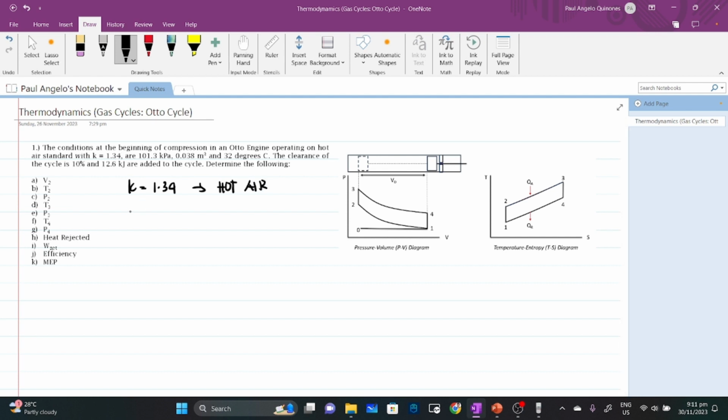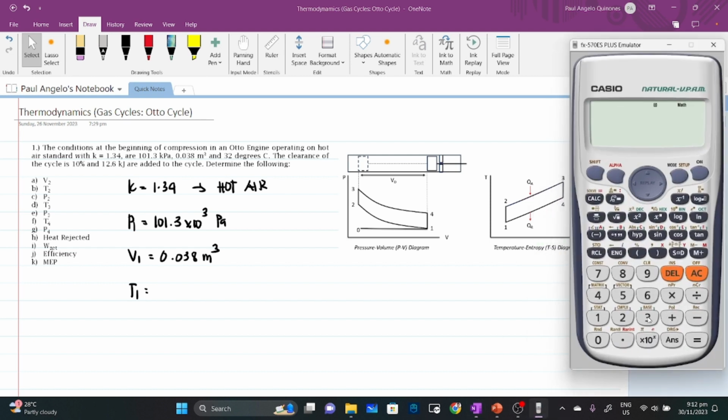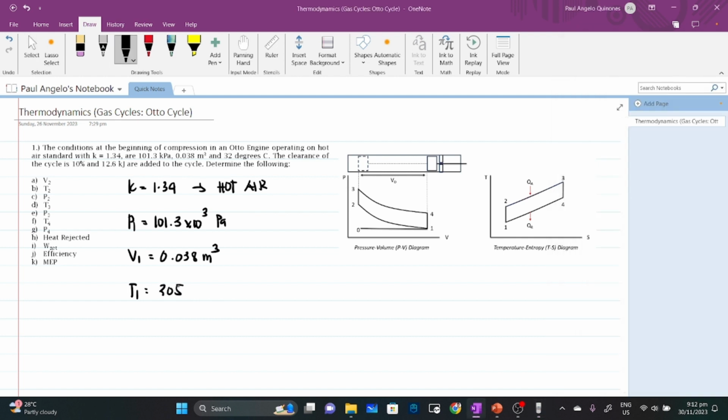Next, we have pressure, that is P1, equal to 101.3, in kilopascals. Next, we have volume, V sub 1, which is 0.038 cubic meters. And we have temperature, T sub 1, which is 32 degrees Celsius. If we convert that to absolute temperature, we just add 273, so that is 305.15 Kelvin.